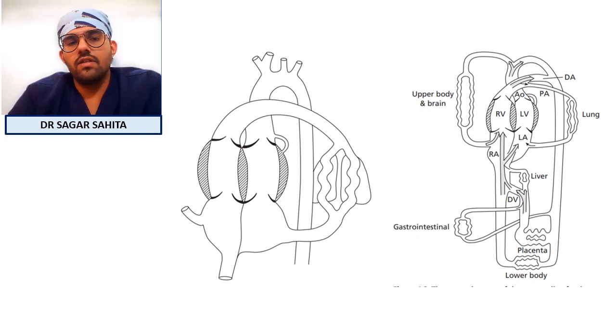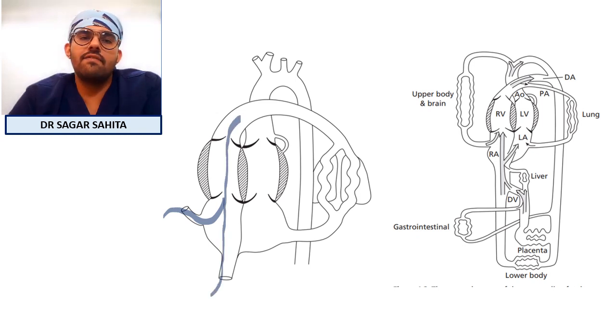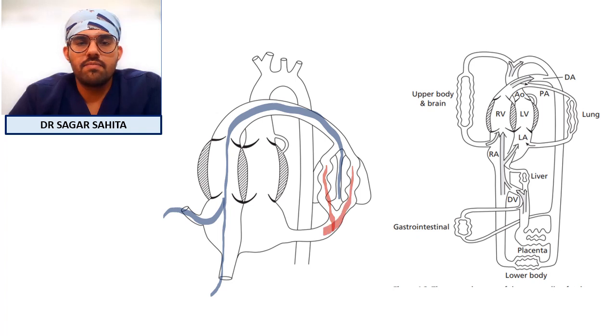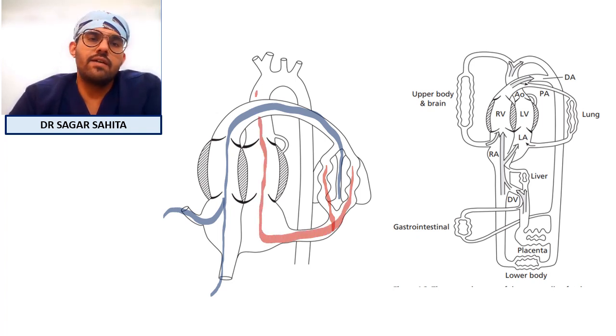So we all know the basic pathway of blood flow. The deoxygenated blood comes from the SVC and IVC and goes to the lungs for oxygenation. The oxygenated blood comes back from the lungs via the pulmonary veins into the left atrium, and it is supplied through the aorta to the rest of the body.